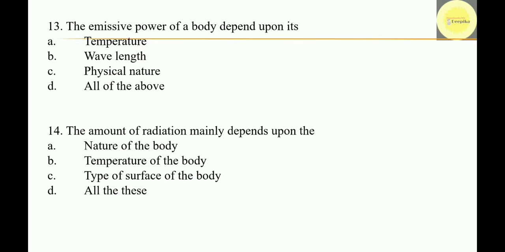Next question is, the emissive power of a body depends upon its option A, temperature. Option B, wavelength. Option C, physical nature. Option D, all of the above. So the answer is D, that is all of the above.